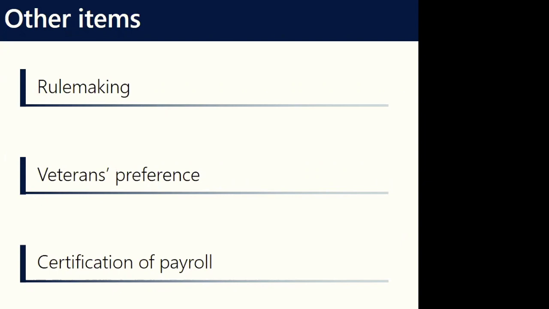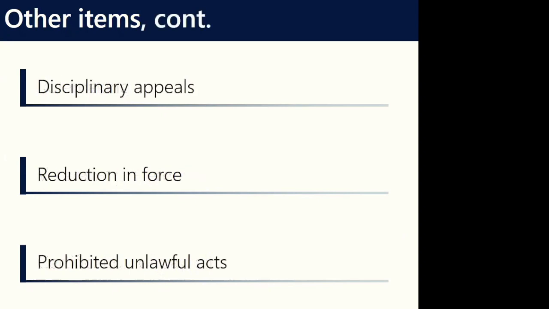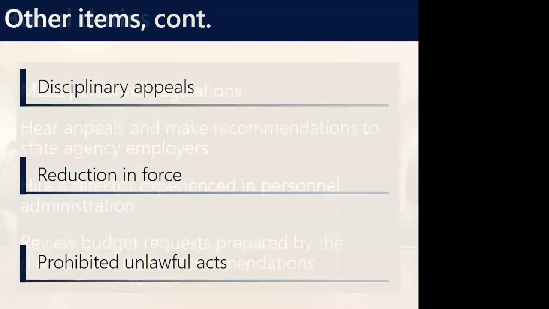Certification of payroll by the Director of State Personnel. And then, of course, disciplinary appeals. It provides 30 days to appeal suspension, demotion, or termination, which is important. And of course, reduction in force. Not every one of your agencies will deal with a reduction in force, but some of the larger ones certainly do have this come up quite a bit. And then prohibited and lawful acts, which is usually a lot of political restrictions there.